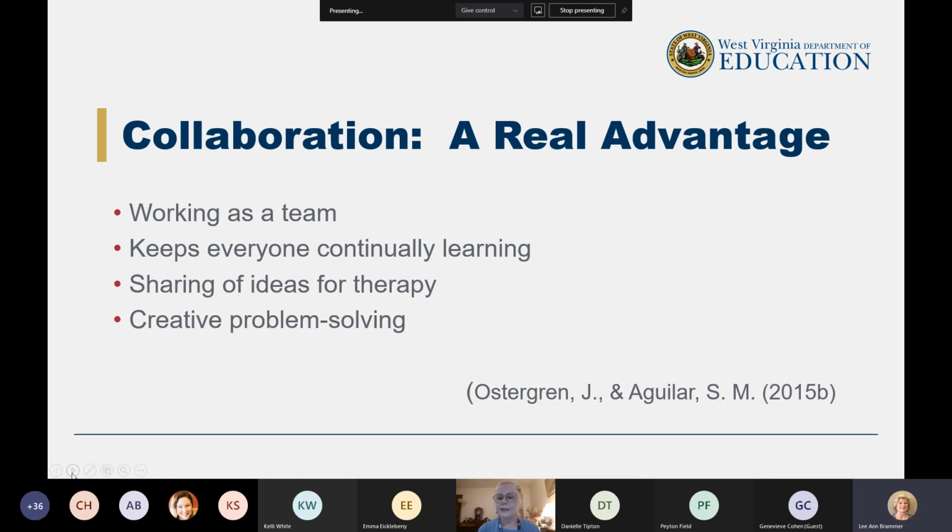Sharing ideas for therapy. I see that Alicia is on here, and I want to put a plug in for her. She did a presentation at Wild and Wonderful West Virginia during the forum as an SLPA. She did a wonderful job and she had some great ideas for reinforcers. So sharing those ideas and creative problem solving, because we know we have issues. We have kids sometimes that are a little challenging, and working together, we can do a lot more.